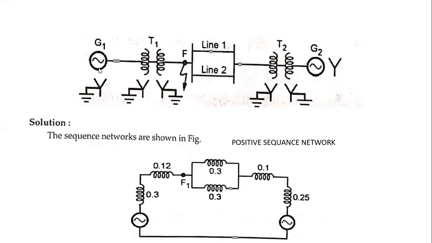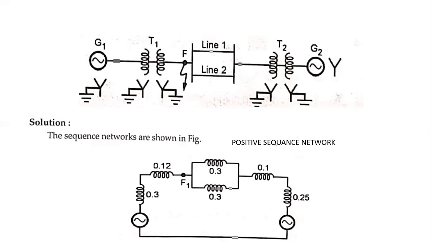In the given diagram, generator G1 is connected in star with grounding. Transformer T1 primary is connected star with ground and secondary is also star with ground. Transformer T2 primary is connected star with ground and secondary is star with ground. G2 is connected only in star, there is no grounding. Using this single line diagram, first of all we draw the sequence networks.